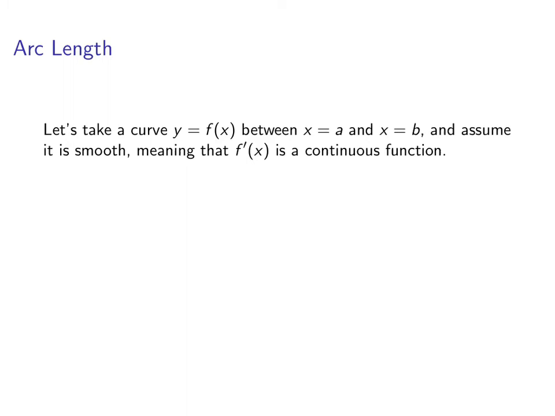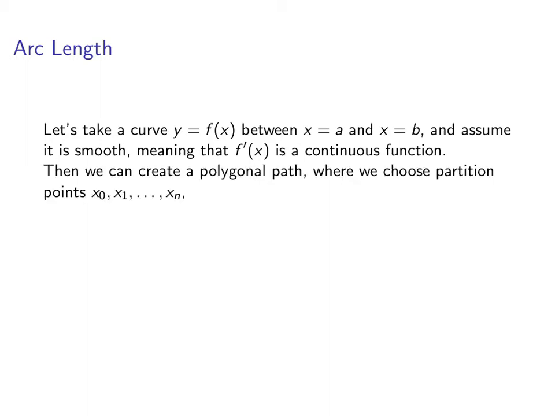All right, so let's take a curve y equals f of x between x equals a and x equals b, and let's assume that it's smooth. And what we mean by that in this case is that let's assume that f prime of x is a continuous function. So there are no sharp points on the curve.